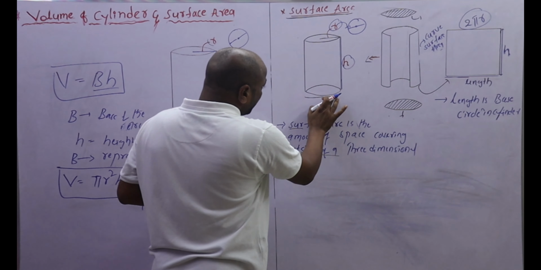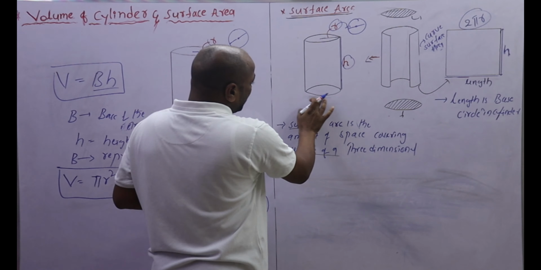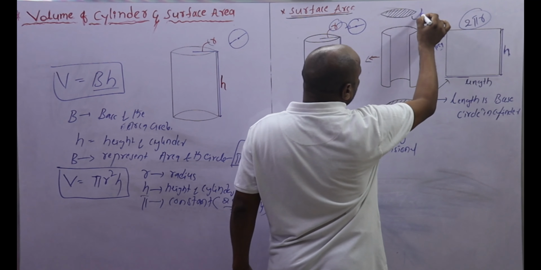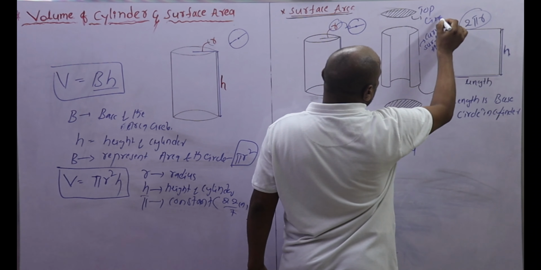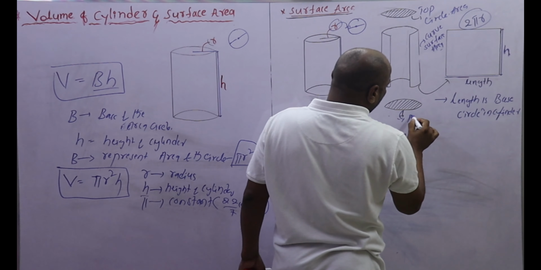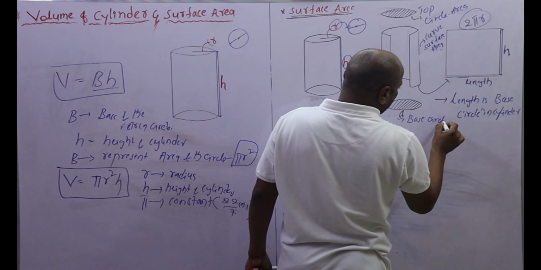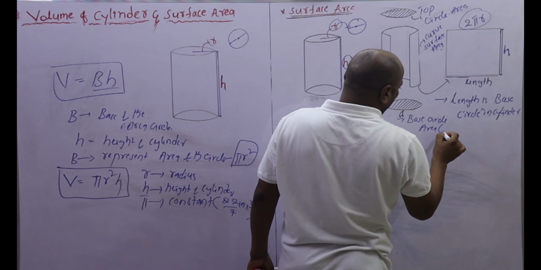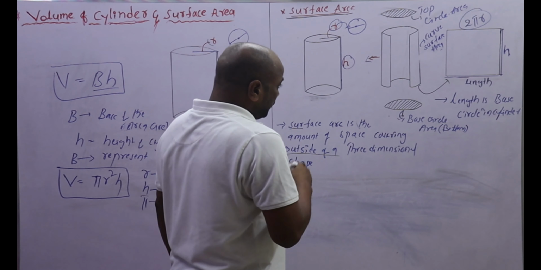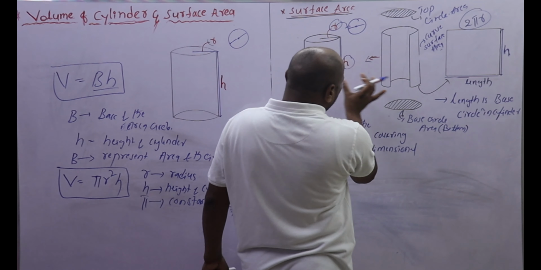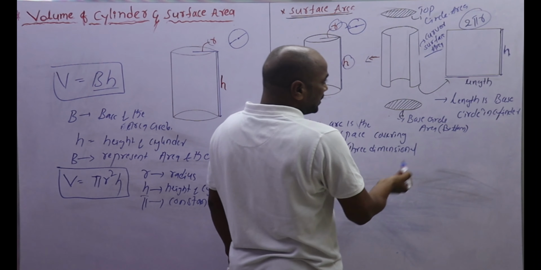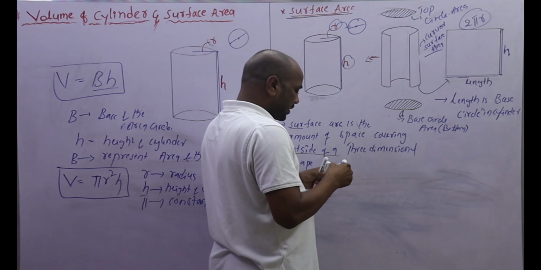The cylinder has three parts: the top circle area, the base circle or bottom area, and in the middle the curved surface area, which is a rectangle.